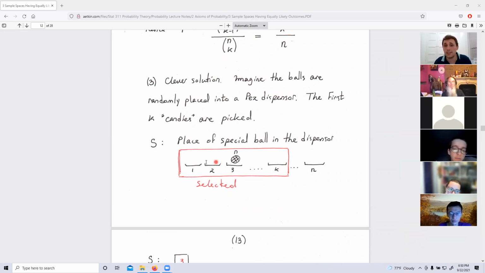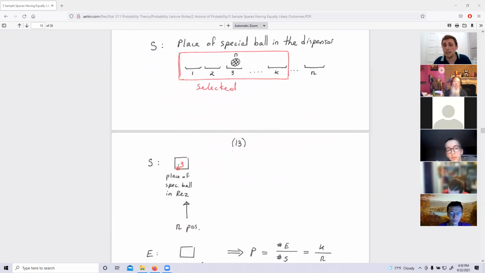I think of it as a candy dispenser. And I'm going to grab the first k candies of the dispenser. So my sample space is the place of the special ball. In this case, it's place 3 in this picture. And it could possibly be in any of the n places.